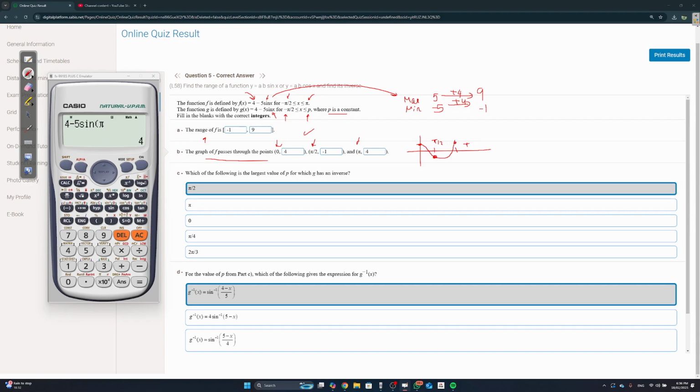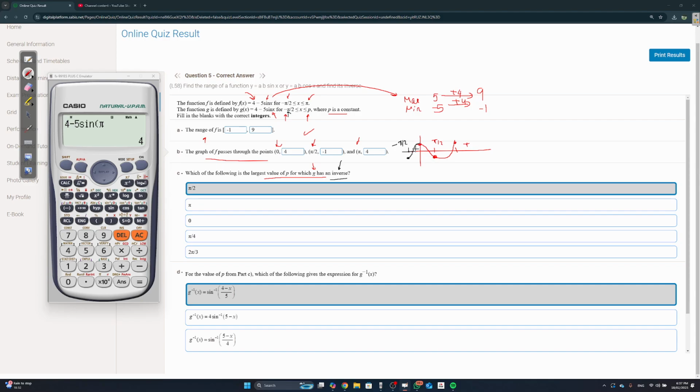Right? Now they're going to say, which of the following is the largest value for p for which g has an inverse? Remember, which g has an inverse. How do you do this when you want to find the inverse? You see the furthest point at which it doesn't change from increasing or decreasing. So we're starting g at minus pi over 2. If you don't believe me, minus pi over 2 should be over here at -4. You can do it in the calculator if you want.